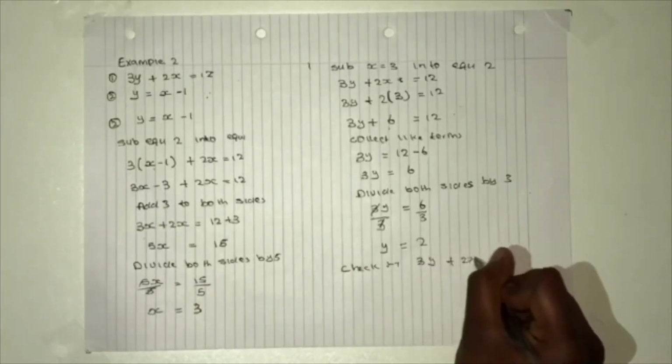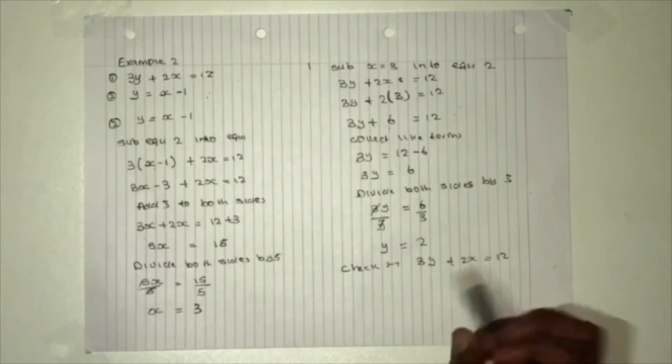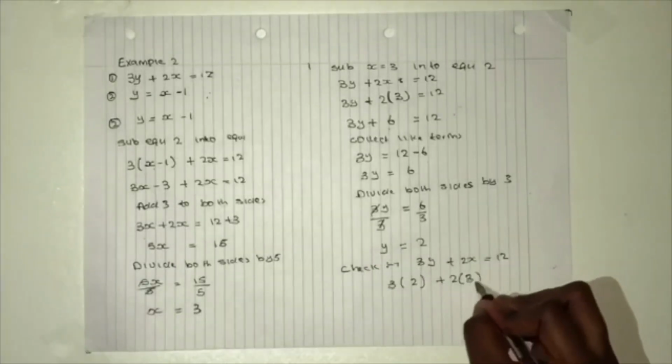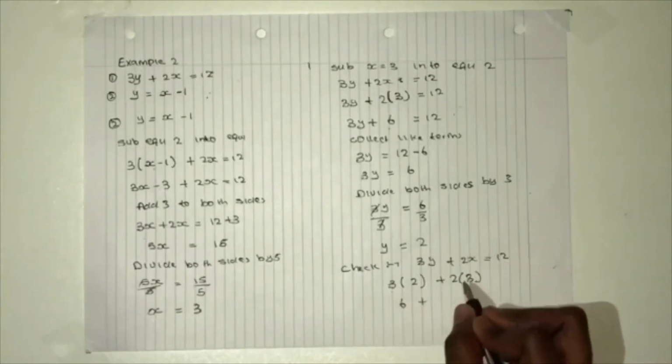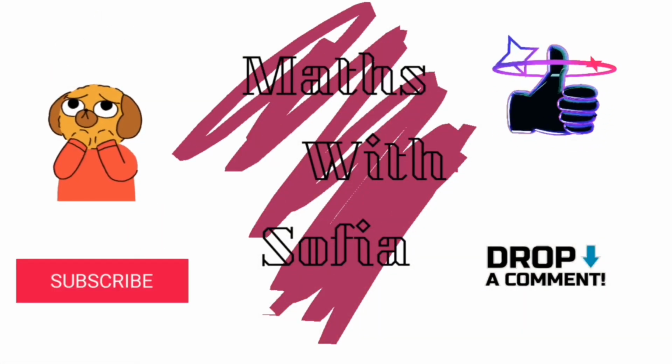3y plus 2x equals 12. When I sub in my answer for x and y into this equation, I have to get an answer of 12. We know that my y is 2 and my x is 3. So therefore, 3 times 2 is 6, plus 2 times 3 is 6. 6 plus 6 is 12.